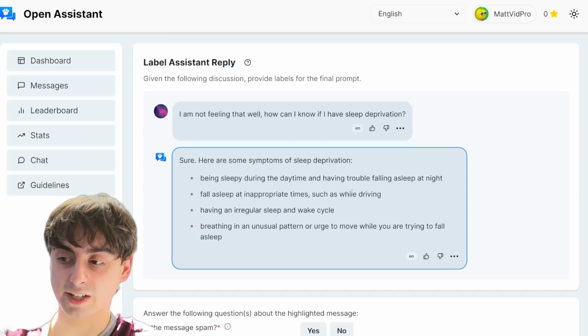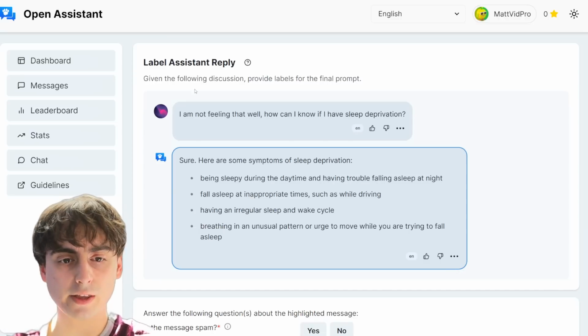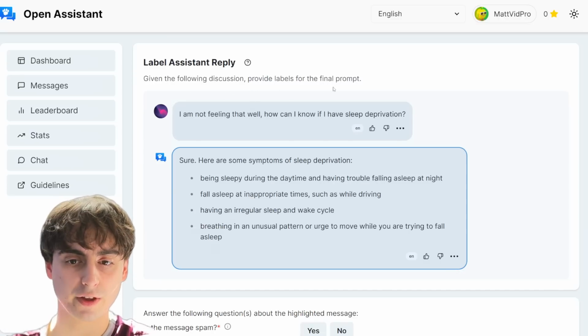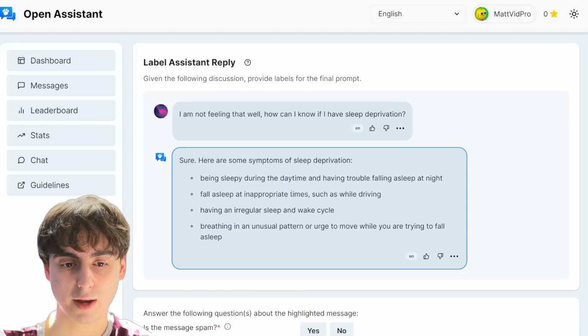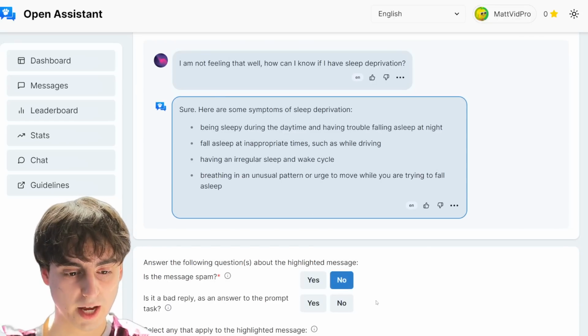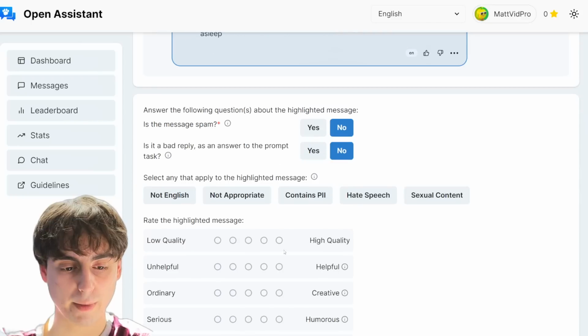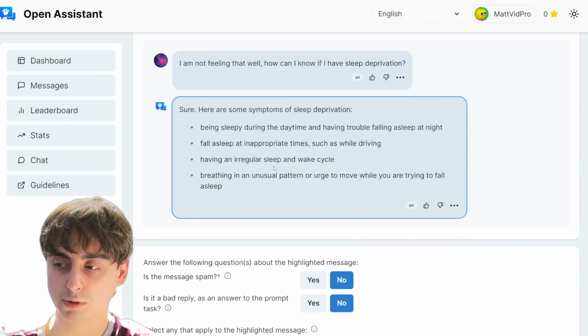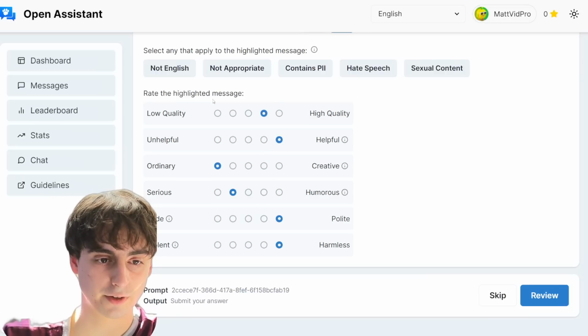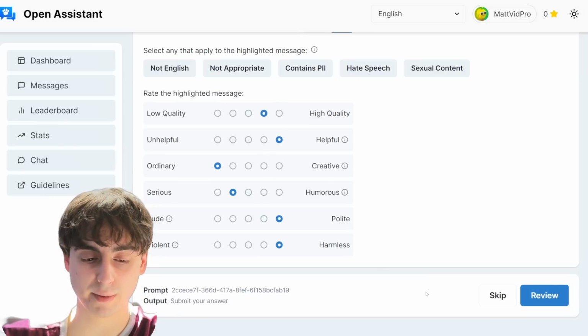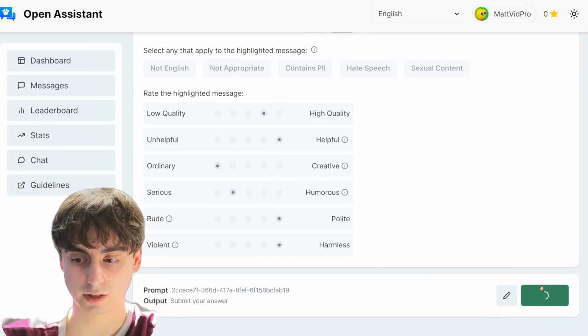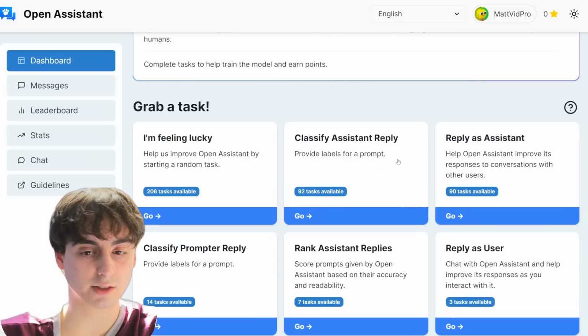They also just have examples of chats right here. Given the following discussion, provide labels for the final prompt. So we just have to label this prompt. The message is not spam. It's not a bad reply. And no tags in here really match this. Seems like a pretty good response. And then they've got these different ratings as well for the message, and then you can click review and submit it. So essentially, that's how they do this.